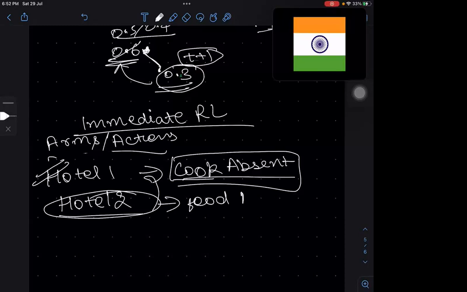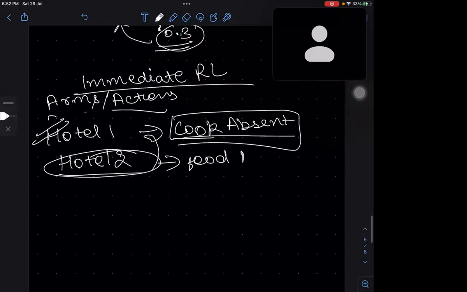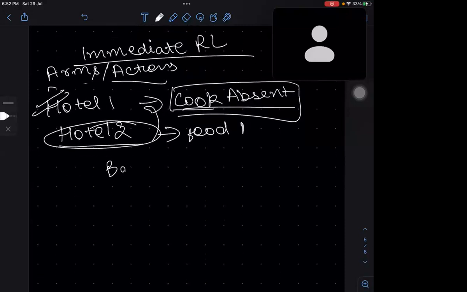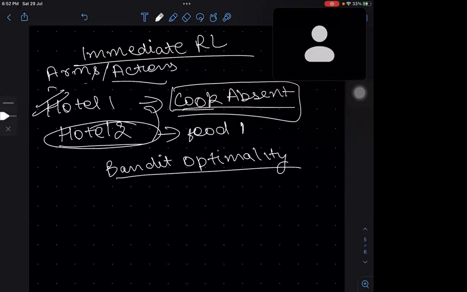And the other thing, immediate RL we have done. Then coming to the bandit thing. Any idea what is a bandit? What is a multi-arm bandit?